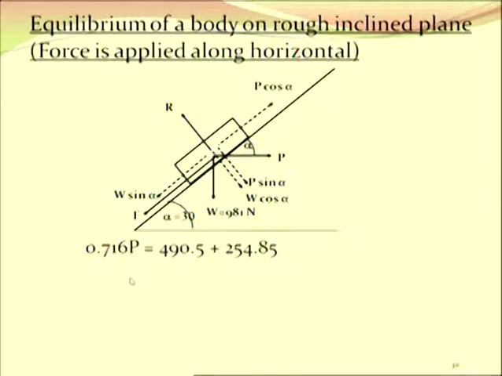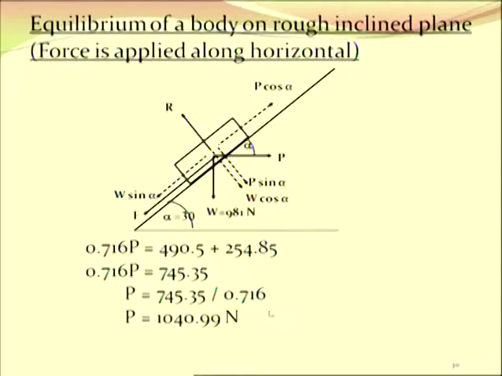Then by simplifying, 0.716 P equals 490.5 plus 254.85. Again further simplifying, 0.716 P equals 745.35. Further, P is equal to 745.35 divided by 0.716. So ultimately we get P is equal to 1040.99, or we can say 1041 Newton.